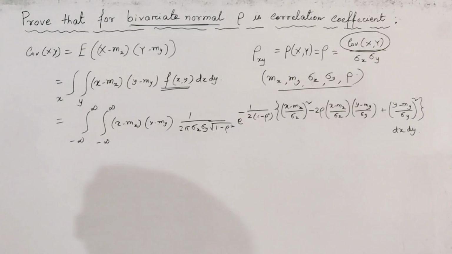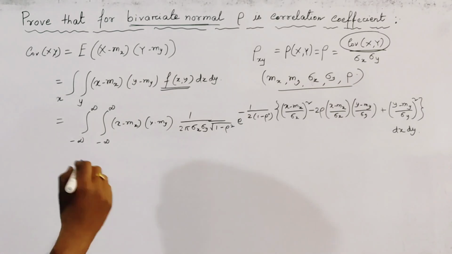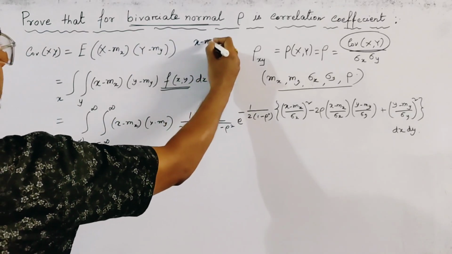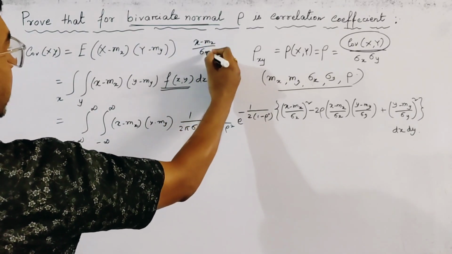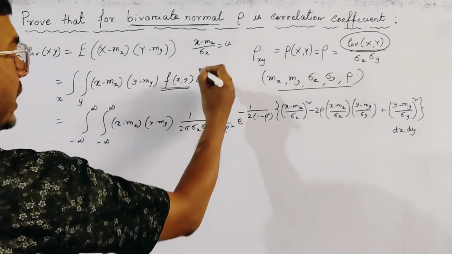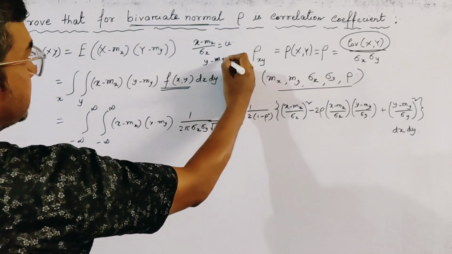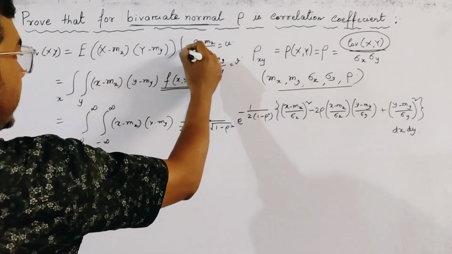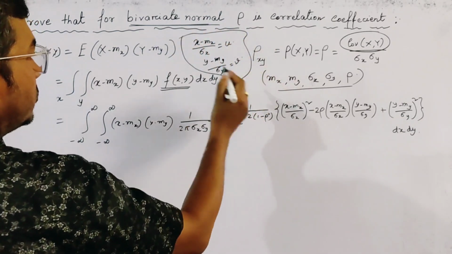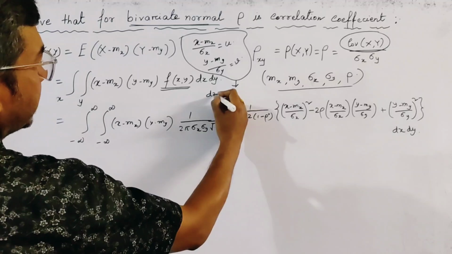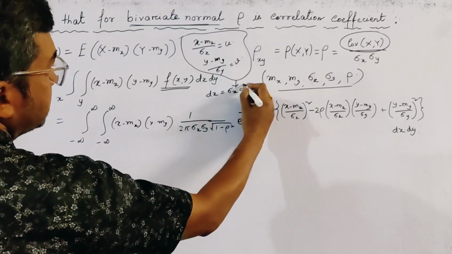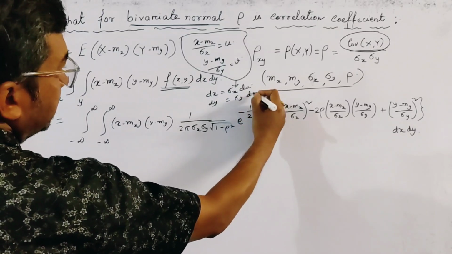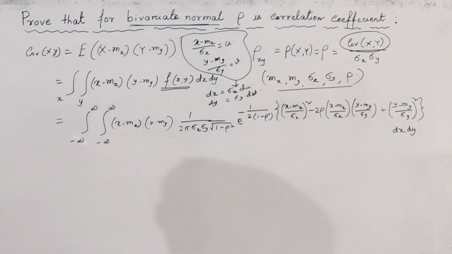This is the definition of expectation, and this is the value of fxy from this to this. Okay, now we make a substitution here. We substitute x minus mx by sigma x as u, and y minus my by sigma y as v. And clearly from this substitution we get dx equal to sigma x du, and dy equal to sigma y dv, right?